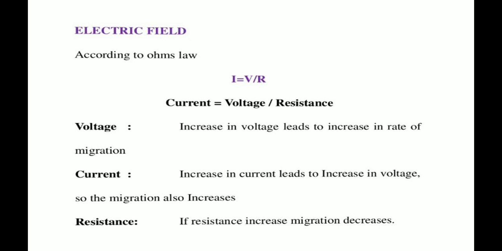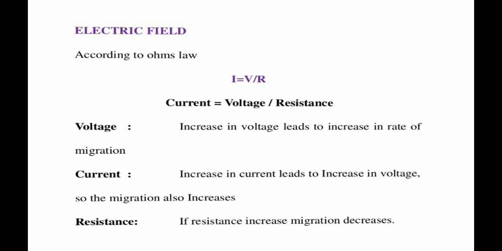That means, is it a low resistance or a high resistance? A good conductor has a low resistance, and a bad conductor has a high resistance. Resistance is measured in ohms. Resistance, denoted by R, is defined as the ratio of voltage, that is V, to current.